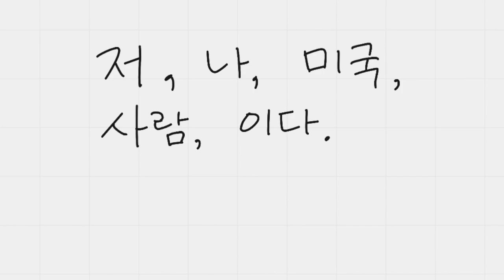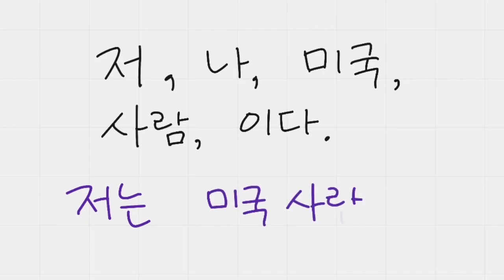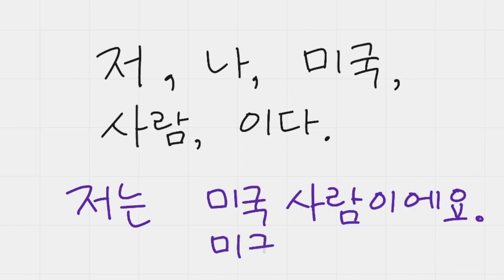Alright. So correct answer. Polite form. 저는 미국 사람이에요. 저는 미국 사람이에요. You can also say, I think I also talked about this, 미국인, right? 저는 미국인이에요. If it's casual, then you say 나는 미국 사람이야. 나는 미국인이야.